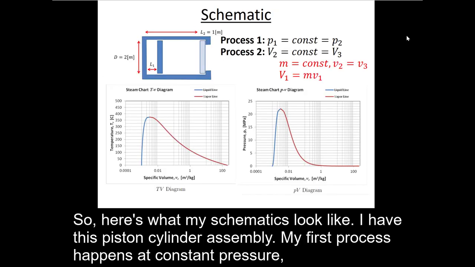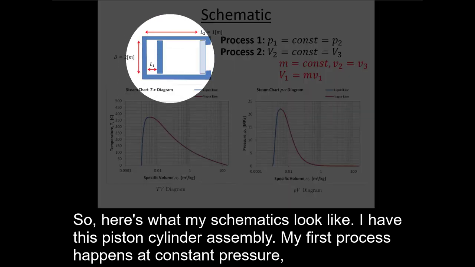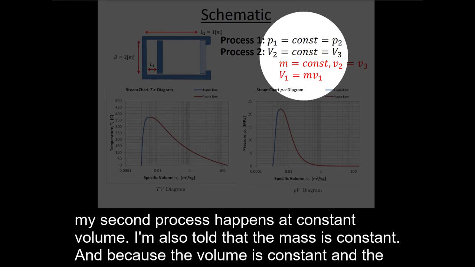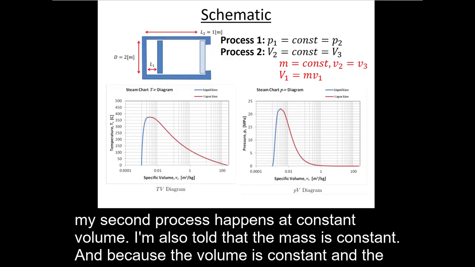So here's what my schematics look like. I have this piston cylinder assembly. My first process happens at constant pressure. My second process happens at constant volume. I'm also told that the mass is constant.